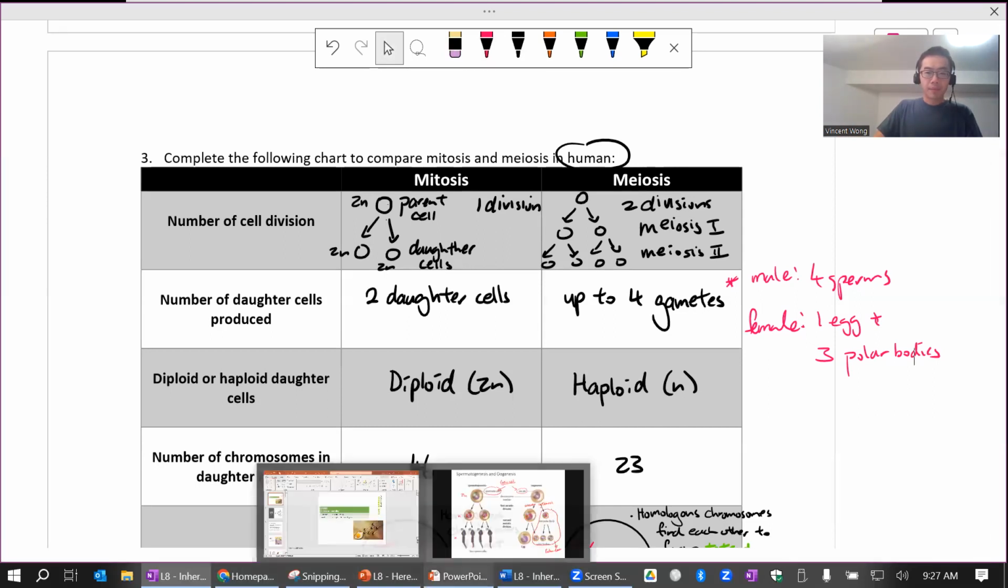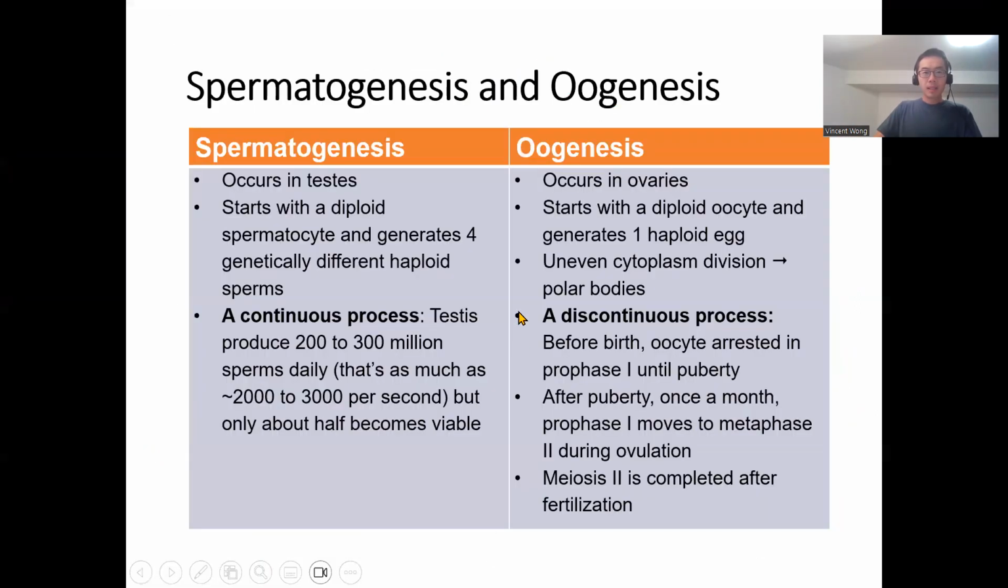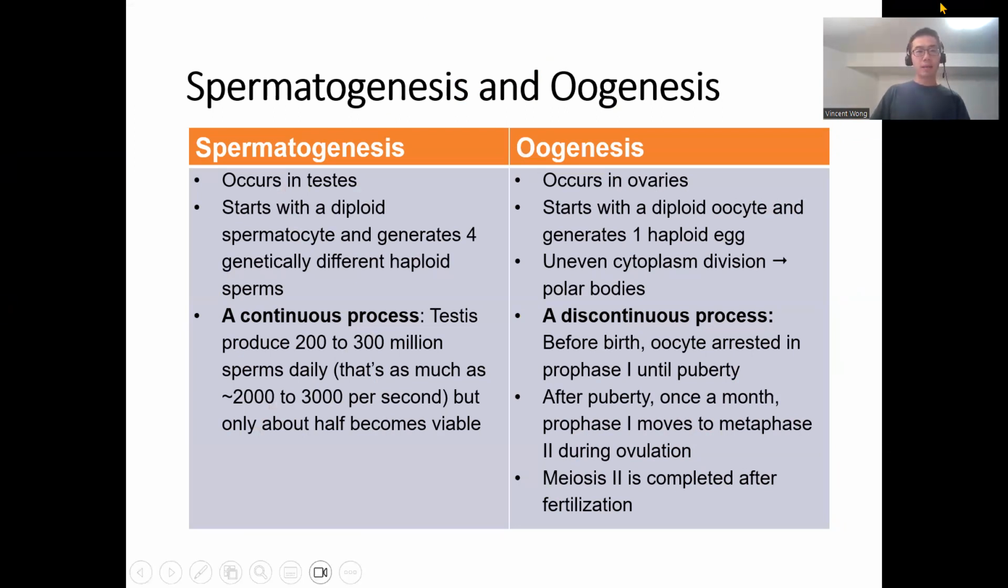Okay, let's go back to here. Now there are a couple other differences that we should point out. For example, spermatogenesis, obviously, occurs in the testes. Oogenesis happens in the ovaries. We know that already. I also talked about how there are 4 sperms, but only 1 egg in oogenesis.